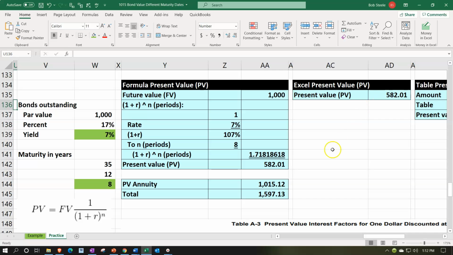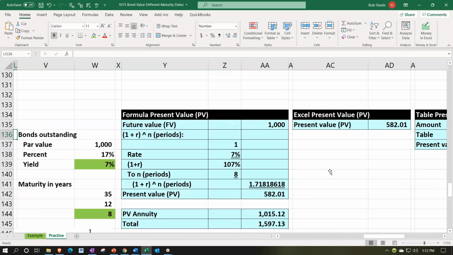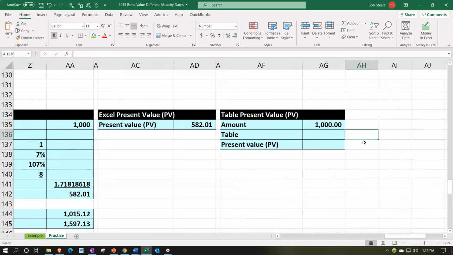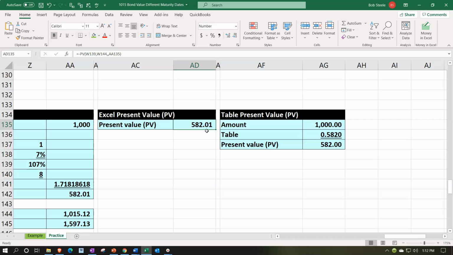And that's going to be 7% and 8. So 7 and 8. 0.5820 equals 1000 times 0.5820. We got the 582 and no penny because it's rounded. The table's rounded to 4 digits.